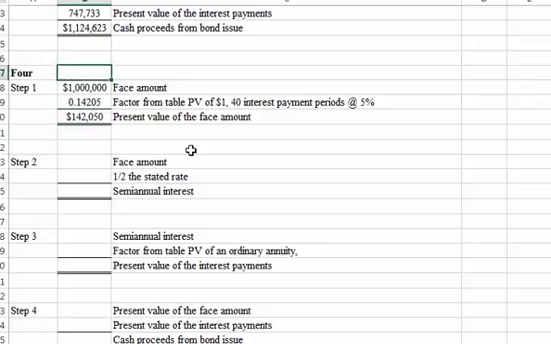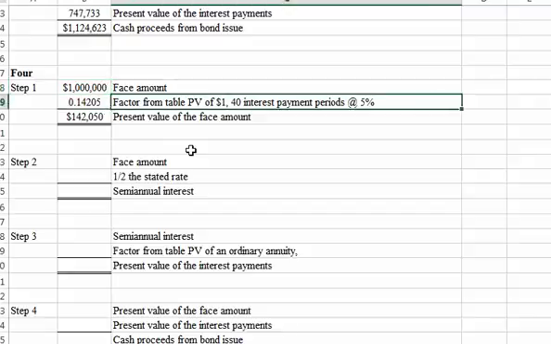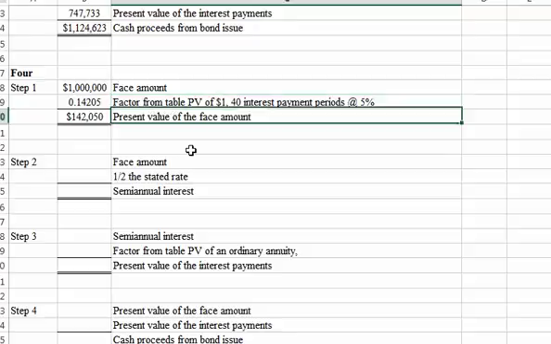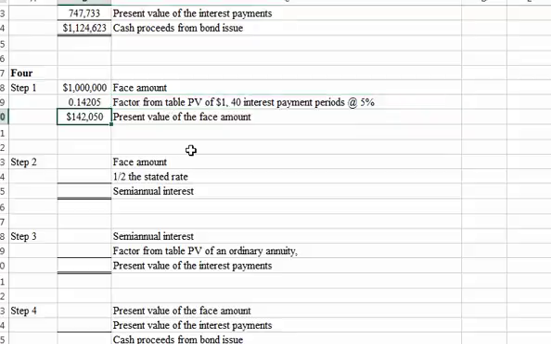$1 million to be received 20 years from now, assuming interest is paid every 6 months at the rate of 5%. That amount is only worth $142,050 today. Excuse me. Something caught in my throat. So, like we talked about before, if you invested $142,050 today and got paid interest every 6 months of 5%, and that interest was added back to this amount, then at the end of 20 years, you'd have $1 million.